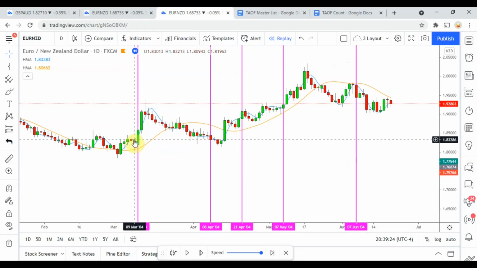I'll get them right here, I promise. The faster moving average, we're looking for a break to the upside. So in this case, we're looking for a long. We're looking for a break to the upside with price action.